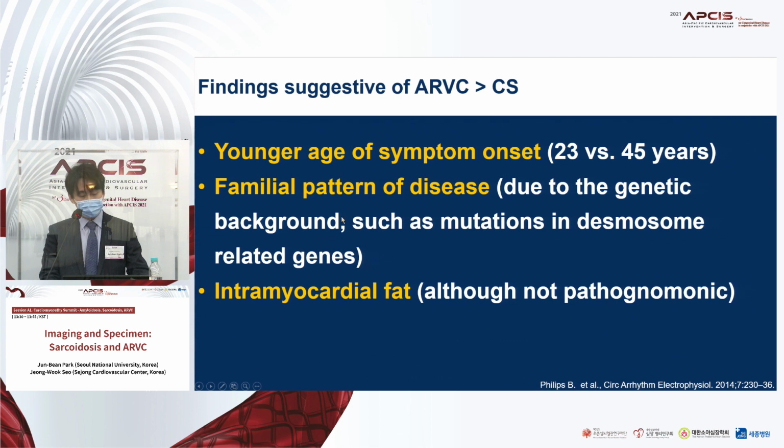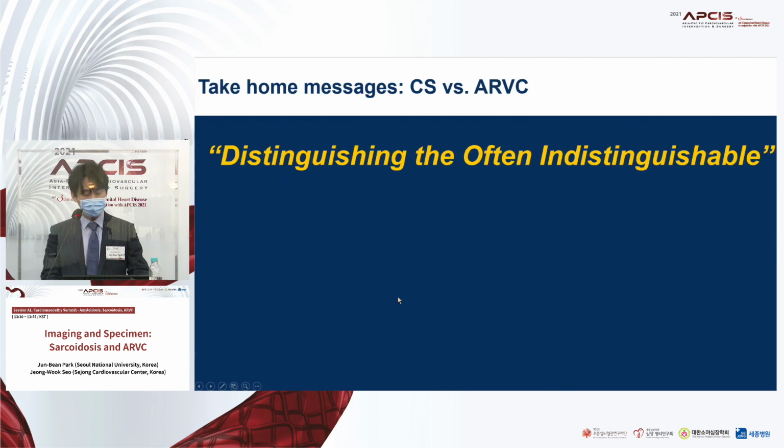On the other hand, findings more suggestive of ARVC than cardiac sarcoidosis are a younger age of symptom onset and a familial pattern of disease, because ARVC has a genetic background, such as mutations in desmosome-related genes. And as discussed before, intramyocardial fat is not a unique feature, but it can give us a hint to differentiate ARVC from cardiac sarcoidosis.